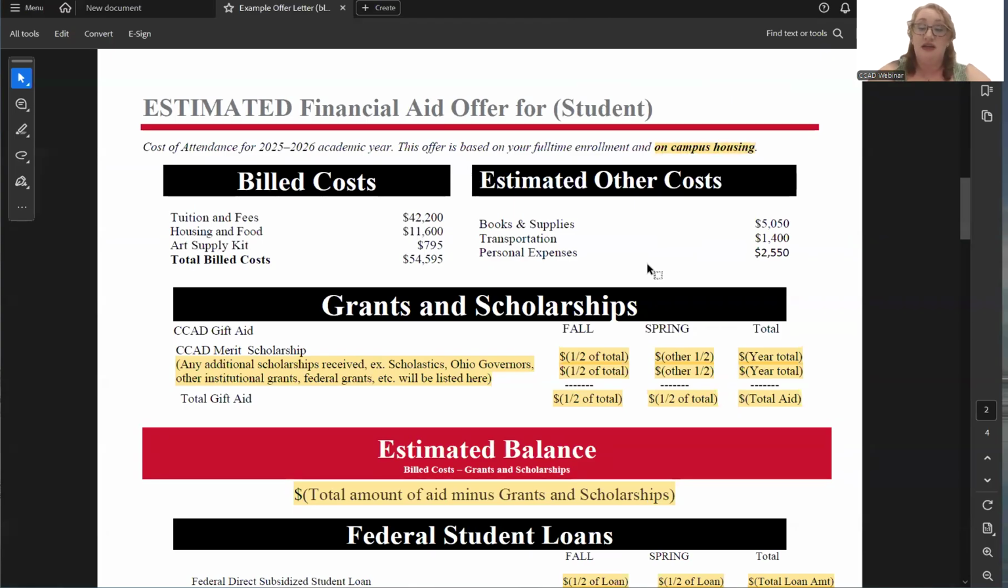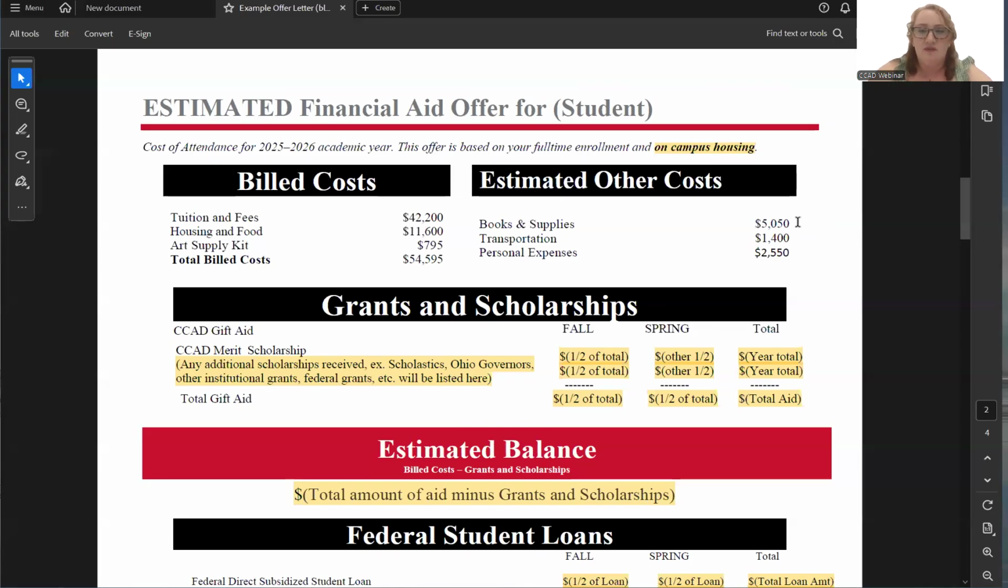Now, next door to this, we have estimated other costs. These are going to be costs that we will not automatically bill you for unless you decide to take advantage of them. For example, books and supplies. Not a lot of people have that many textbooks these days. The reason why this number is so big is in case you need to get a new laptop.